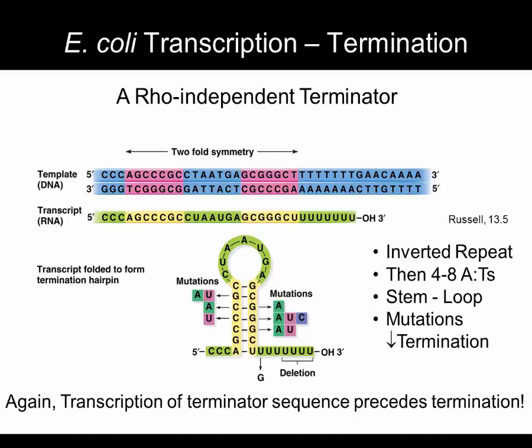The termination loop is followed by a repeating series of uracils. The repeating uracils slow down the RNA polymerase, allowing the termination loop to interact with the protein complex, which causes it to fall off the RNA. So again, the termination sequence is transcribed before it actually causes termination. Researchers have shown that mutating the sequence so that a stem loop can't form prevents termination from occurring. You get the same effect by deleting the poly-U region so that the polymerase doesn't slow down.